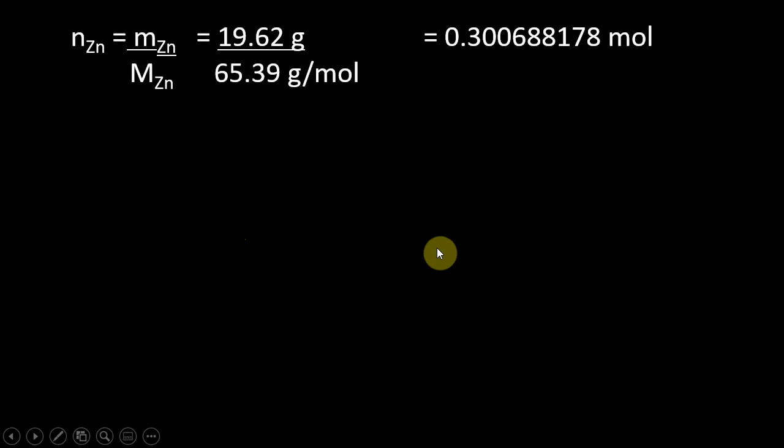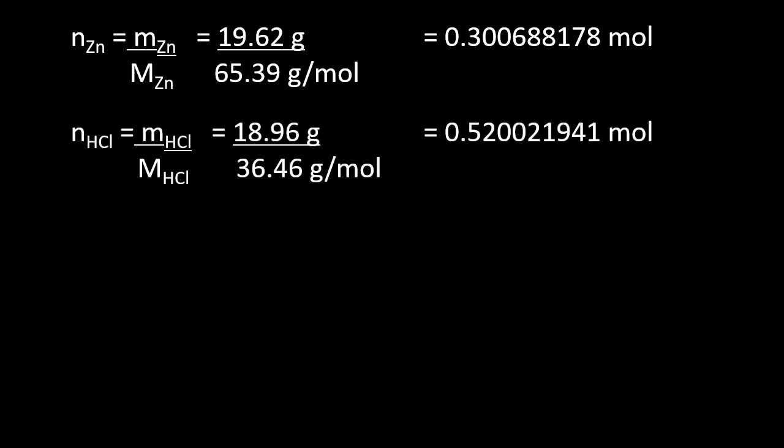All right, so the number of moles of zinc is mass divided by molar mass, which works out to this many moles. Number of moles of hydrochloric acid, same idea, mass divided by molar mass, works out to this many moles.